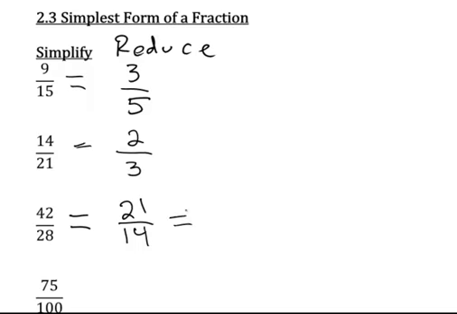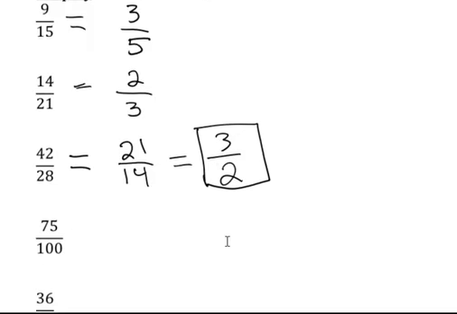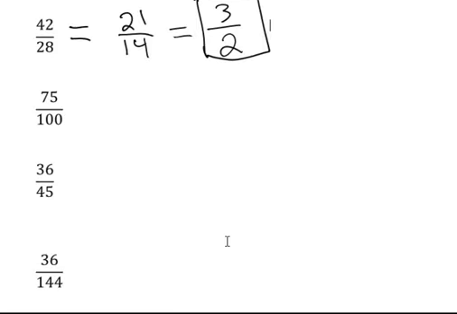Now this looks very similar to the problem we just did. The only thing is the numbers are reversed. So I know I can still divide them both by 7. 7 goes into 21 3 times. 7 goes into 14 2 times. And I'm done.